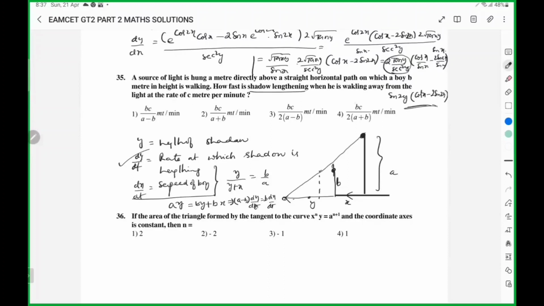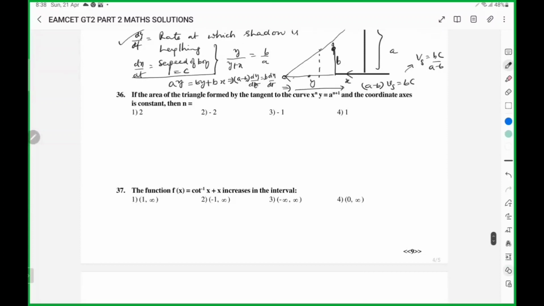And how fast the shadow is moving: the man's speed, the boy's speed, is c. That means here (a minus b) into the speed of the shadow is bc. So the speed of the shadow will be bc by a minus b.